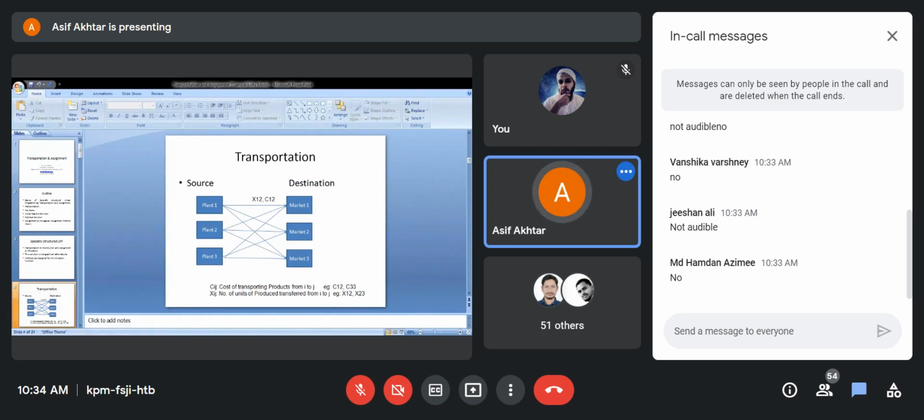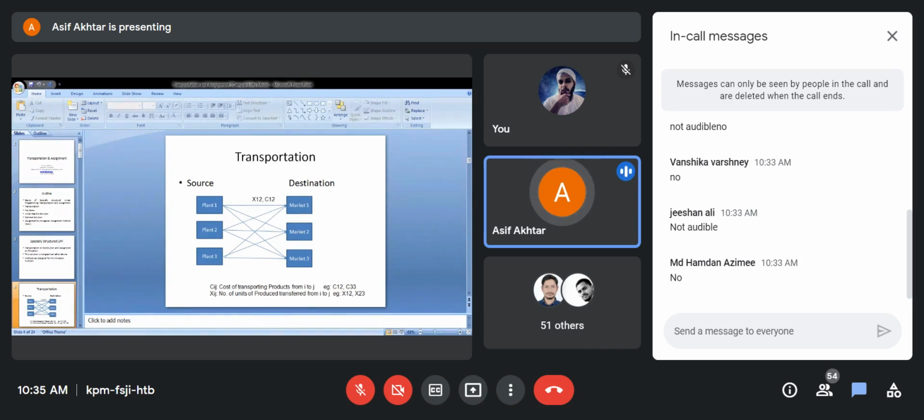I'm saying X is the quantity and C is the transportation cost. Now see, it's already there: Xij. So what does this mean? I stands for source and J stands for destination. So, as written, X12. What does this mean? X12: a quantity is transported from source number 1 to destination number 2.